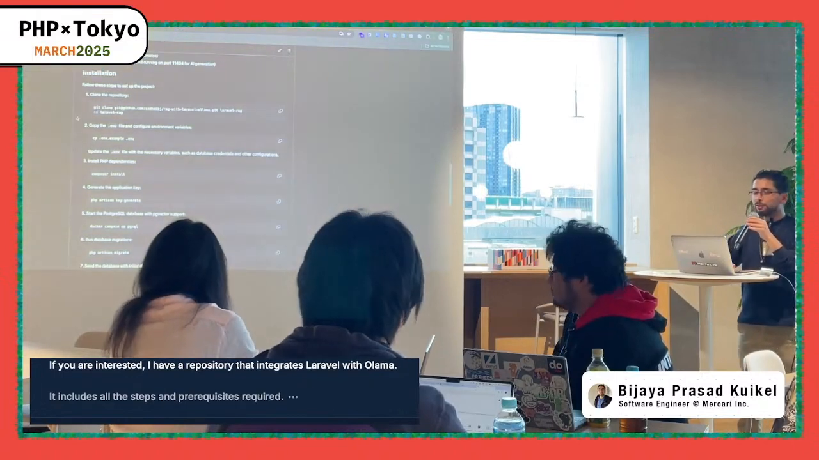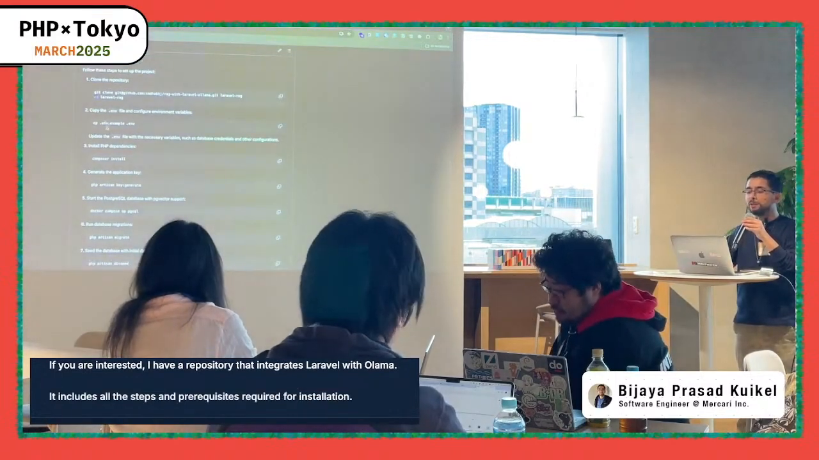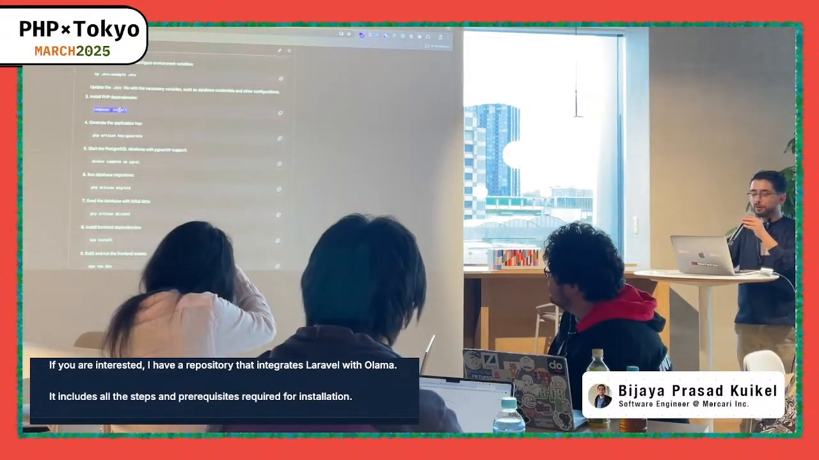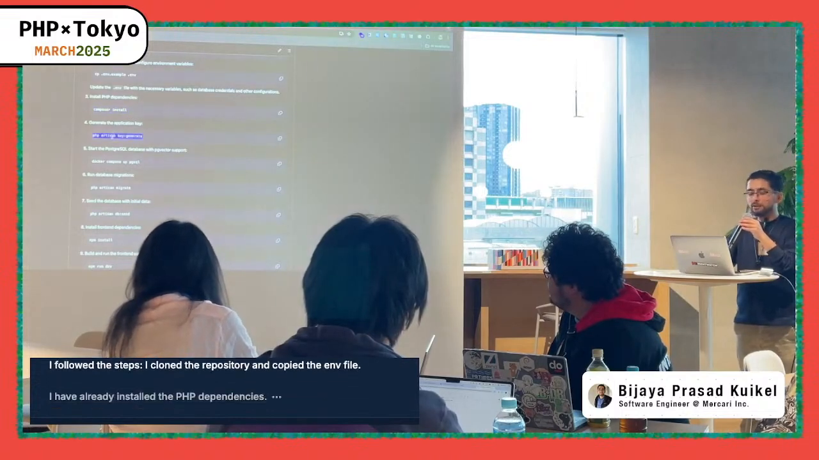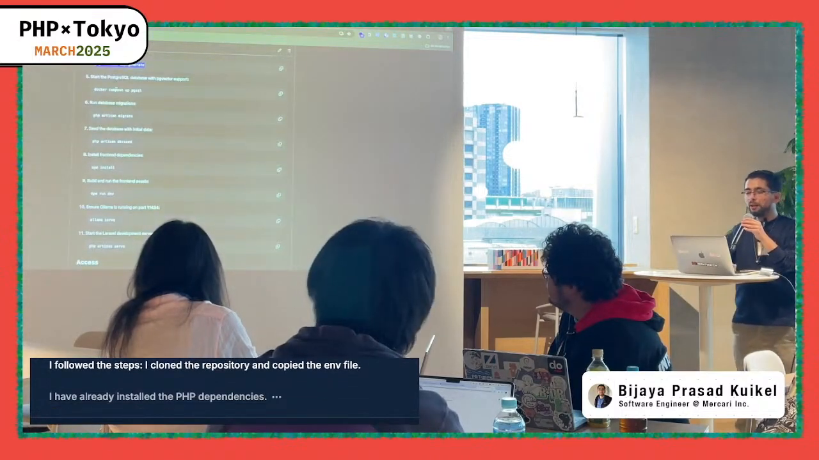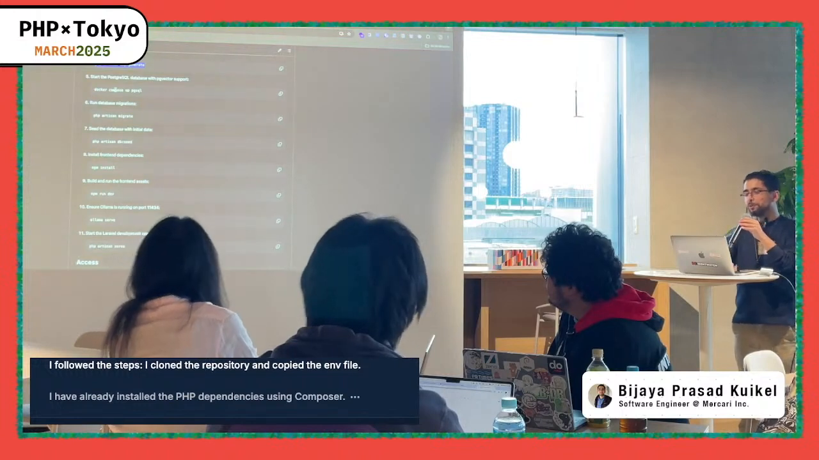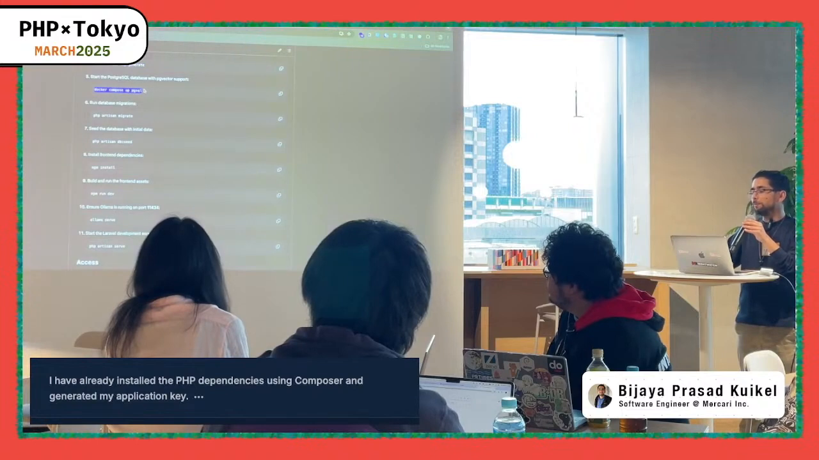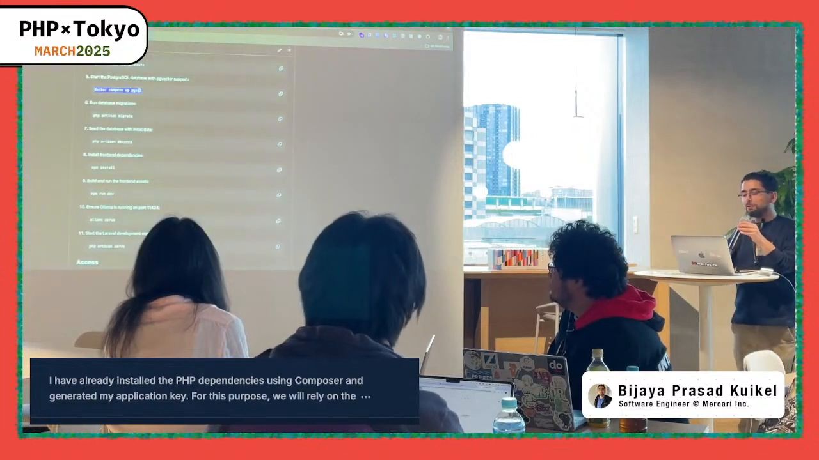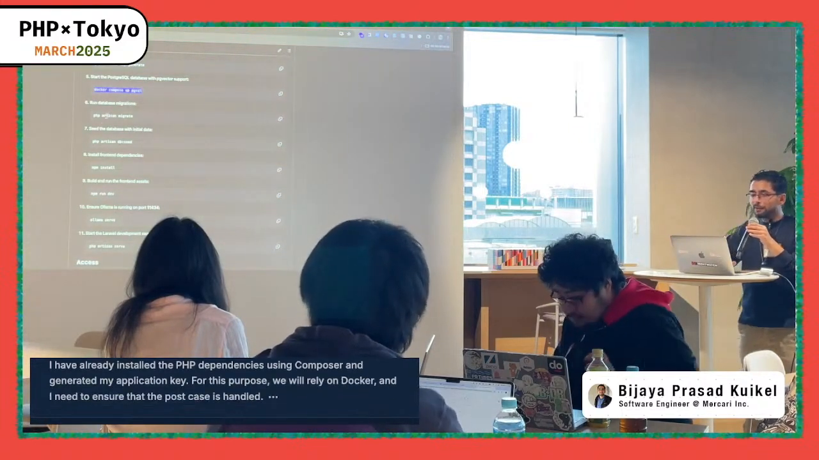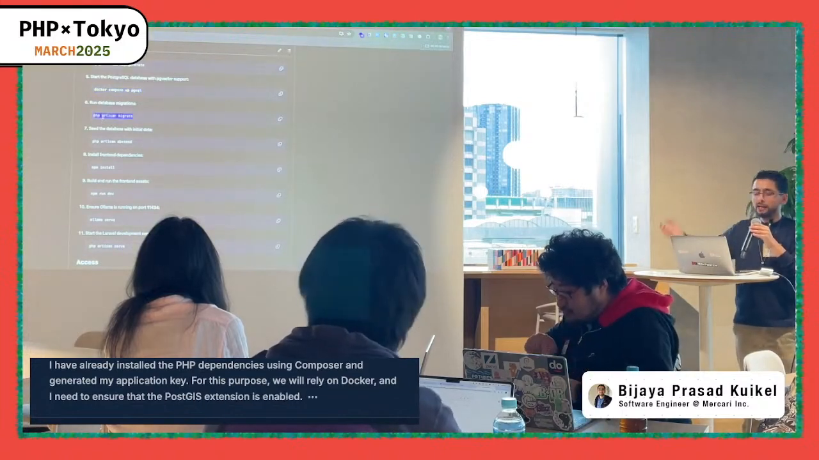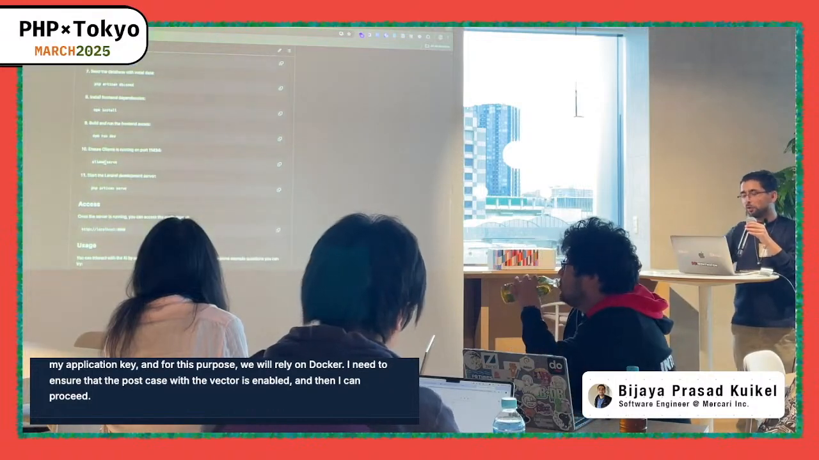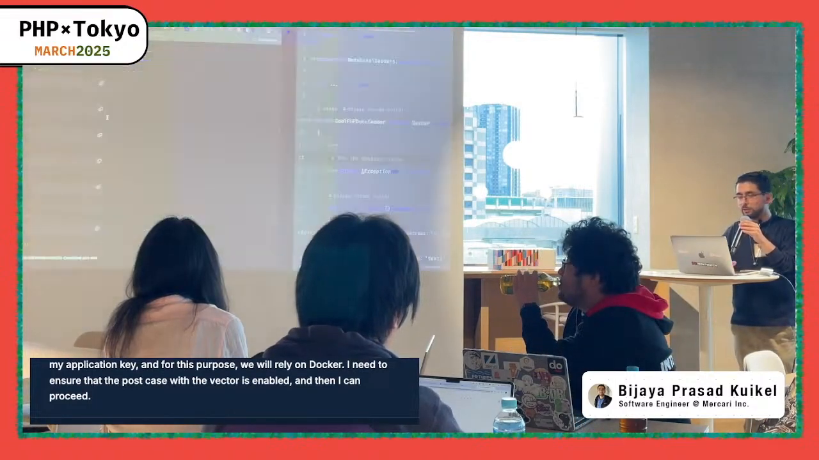So I have followed the steps: I cloned the repository, I copied the env file, I have already installed the PHP dependencies using composer install, and already generated my application key. For this particular purpose we will be relying on Docker. Then I need to make sure that Postgres with the vector extension is enabled, and then I can run the migration so that I can basically seed all of the data, and then finally run other steps. So let's look into this step by step.